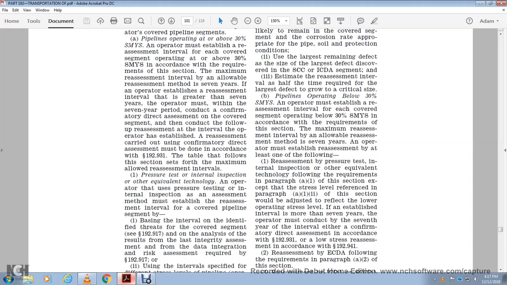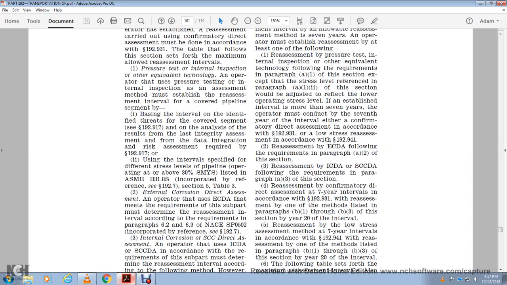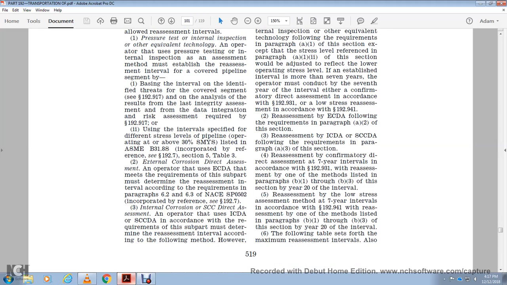The section would be adjusted to reflect the lower operating stress level of the established interval to more than 70 years. The operator must conduct with the 70-year interval either the conformity or the direct assessment in accordance with 192.931 low stress reassessment, including most in accordance with 192.941. Reassessment ICDA SCDCA following the requirements of paragraph A3 of the section. Reassessment of the conformity of the direct assessment in the 7-year interval in accordance with 192.931 with the reassessment one of the methods listed in paragraph B1 through B3 of the section by the year of the reassessment low assessment method, 7 years interval in accordance with 192.941 with the reassessment one of the methods in paragraph B3, the 20-year interval following table 7 of the next reassessment interval.